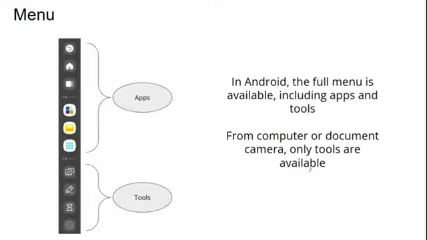In this video, we will cover using the Mimio menu bar, the tools, and the Note app. The menu bar on the Mimio can be accessed by tapping the arrow on either side of the panel. When you are in Android, which is your Mimio board itself, the full menu will be available, including the Apps section at the top and the Tools section at the bottom. If you are projecting your computer or your document camera, only the bottom tools will be available in that menu.